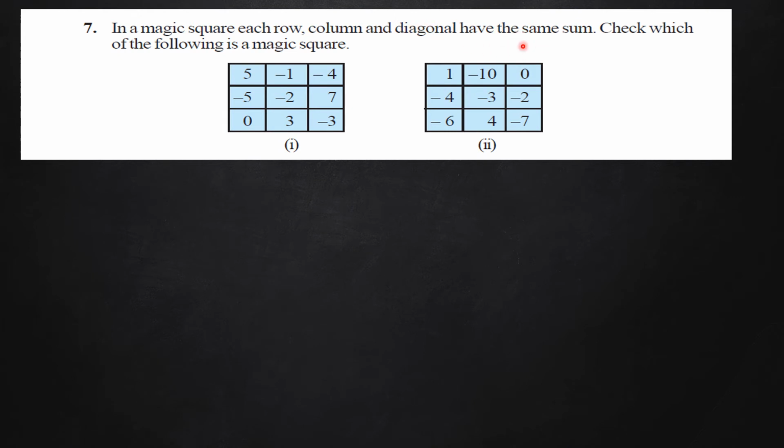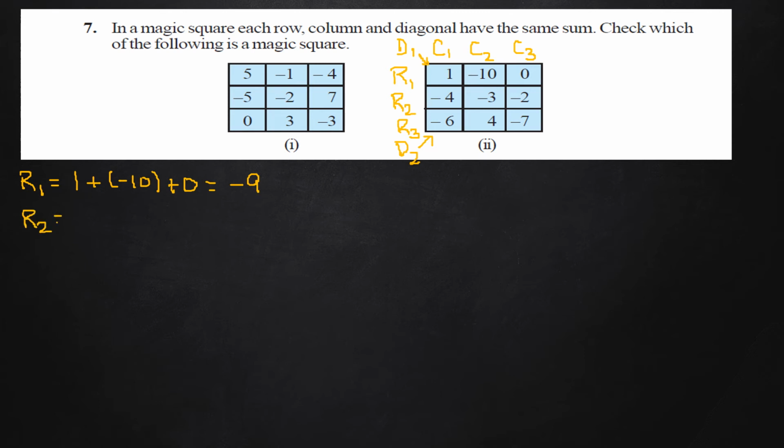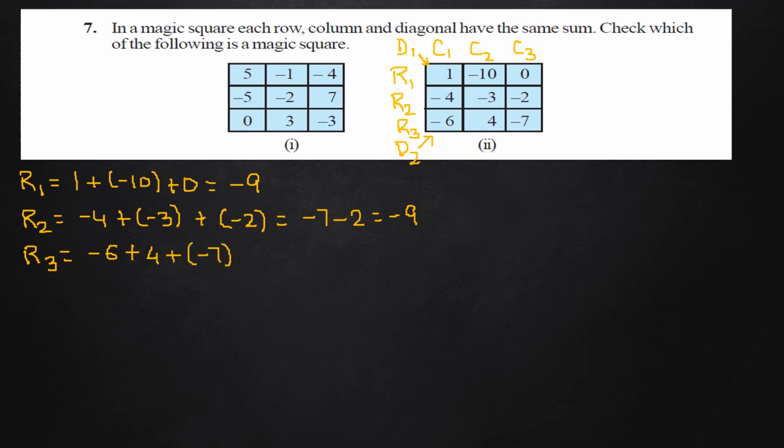Now in this slide we'll continue and we'll solve the second square given and we'll find out whether it's a magic square or not. So let's start the calculations. Again we'll label them R1, R2, R3, C1, C2, C3 for the column 1, column 2 and column 3. Diagonal 1 going downwards, diagonal 2 going upwards. So now we have R1, which is 1 plus minus 10 plus 0. 1 plus minus 10 gives us minus 9 as the answer. Row 2, which is minus 4 plus minus 3 plus minus 2. So when we add all of them, minus 4 plus minus 3 gives us minus 7 and minus 7 minus 2 gives us minus 9 as the answer. Row 3, minus 6 plus 4 plus minus 7. So minus 6 plus 4 is again minus 2, minus 7 gives us minus 9.